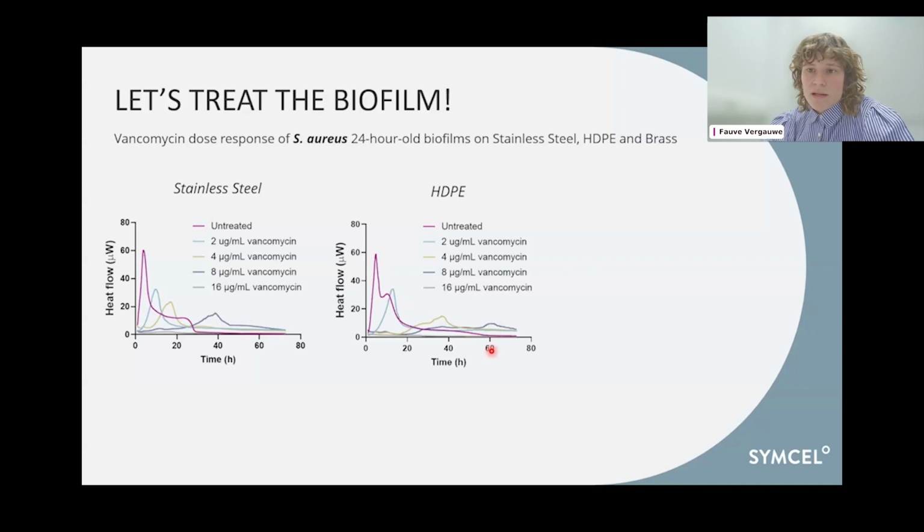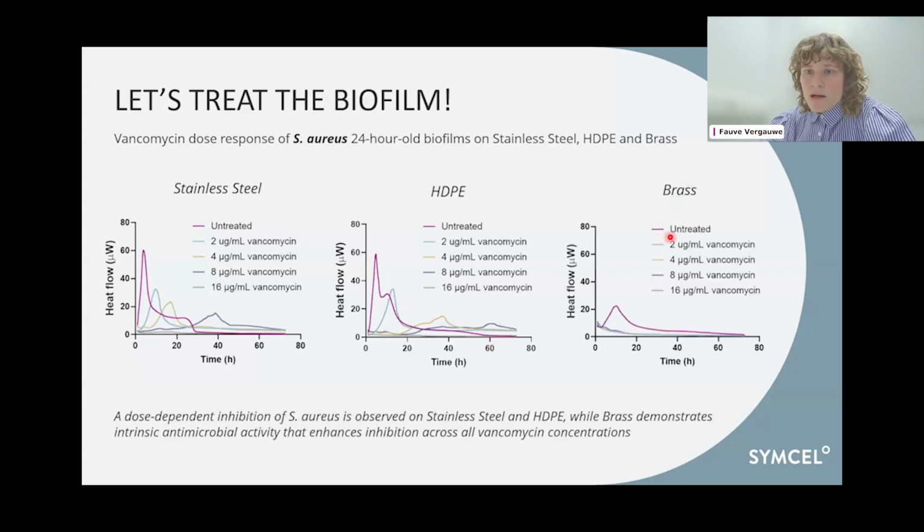But then interestingly, if we look at brass, first of all, with the untreated control, we already see a much lower heat there in the untreated sample. So this already indicates that there's an intrinsic antimicrobial activity from the brass. If we then add vancomycin to that, we really see that this enhanced the inhibition across all of the concentrations, and we don't even see active biofilm growth in here. So it's really interesting how the brass had such an impact and how combining it with antibiotic treatment really had an extra effect.